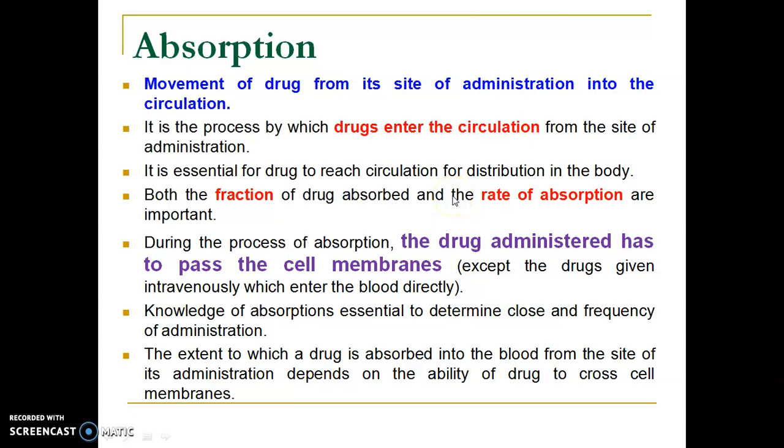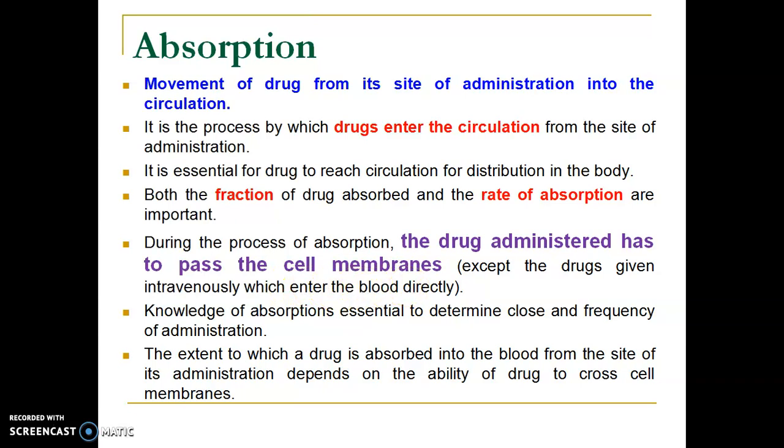Both the fraction of drug absorbed and the rate of absorption, these two parameters are very important. During the process of absorption, the drug has to cross various barriers, of which the most important one is the cell membrane barrier. Another point to be remembered is that absorption is required except for drugs which are given intravenously, which enter the blood directly.